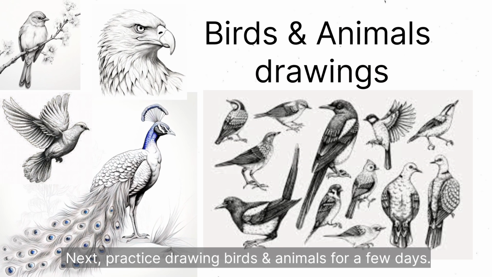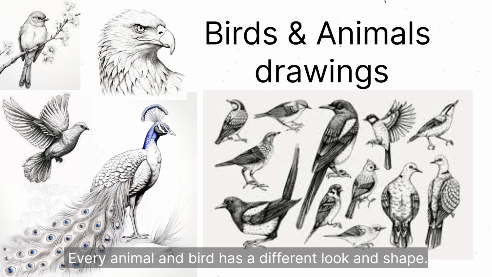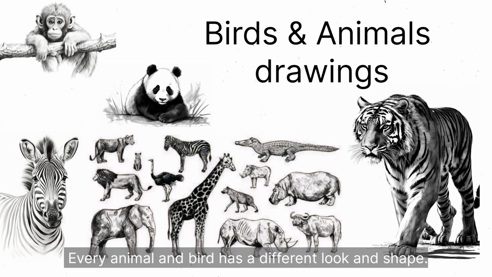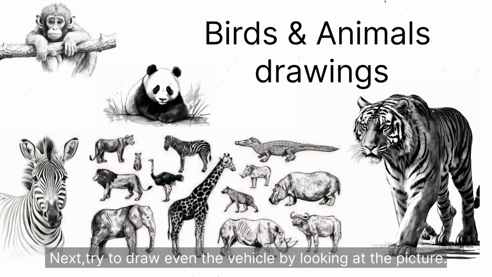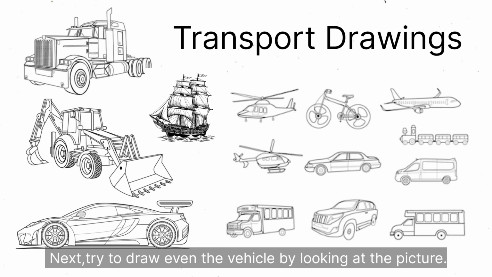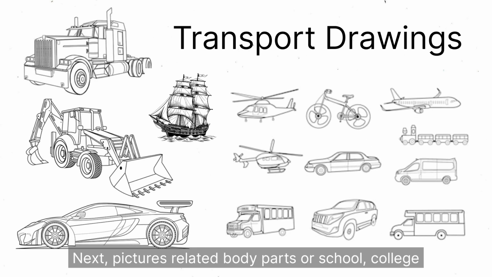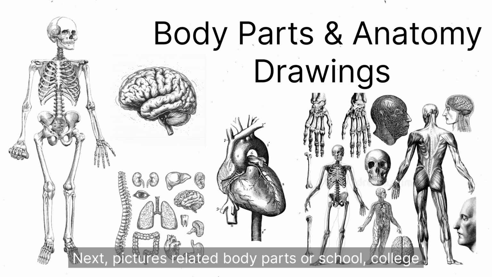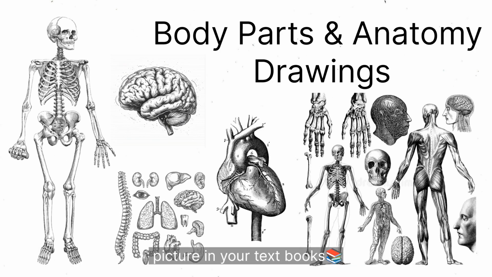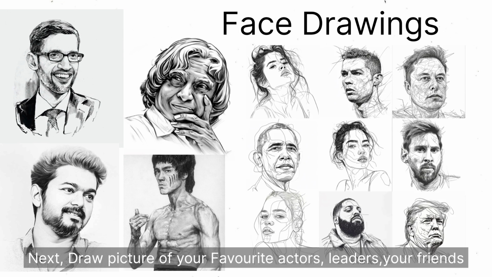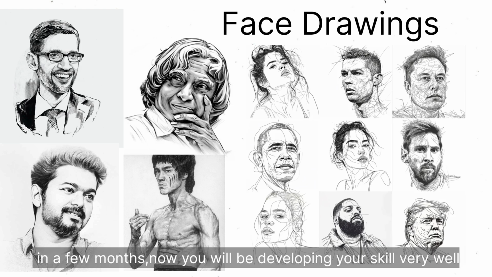Next, practice drawing birds and animals for a few days. Every animal and bird has a different look and shape. You will learn a lot when you practice drawing them. Next, try to draw even vehicles by looking at the picture. Next, pictures related to body parts or school and college pictures in your textbooks. Next, draw a picture of your favorite actor, leader, or your friends. In a few months, you will be developing your skill very well.